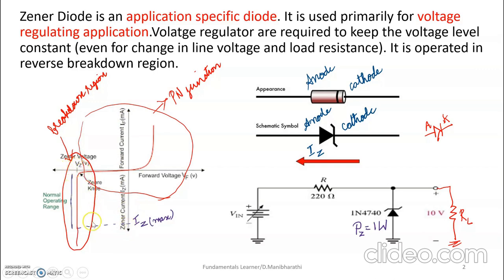So what happens if you look at this region, which I circled using red color? You can see the characteristic. VZ is your breakdown voltage. For constant VZ, the current keeps on increasing. Current can keep on increasing. So what is the characteristic? That is the characteristic of a constant voltage source. I have explained here, a voltage source will have a constant voltage, but the current can change. Similarly, here the voltage is constant but the current can keep on changing.